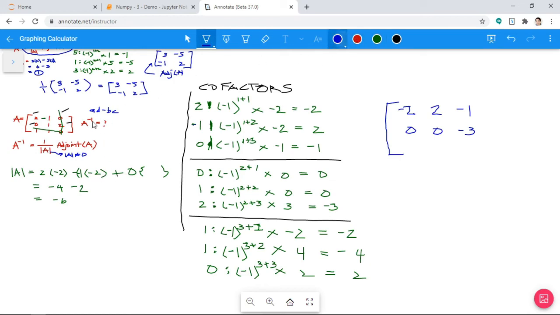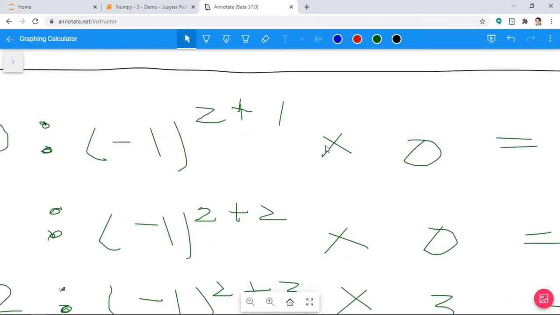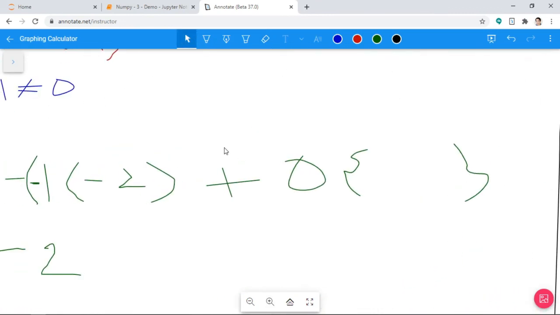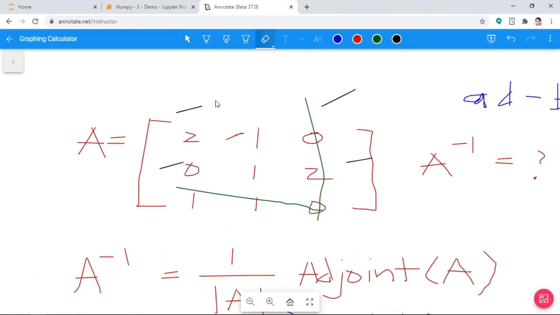So let me fix this. Sorry, I mistyped this one. So this should be negative 1. This is the red one. So this one is negative 1. So let me just erase. Before we proceed, let's fix the original value. So there's a lot of writing now. So let's erase this one.